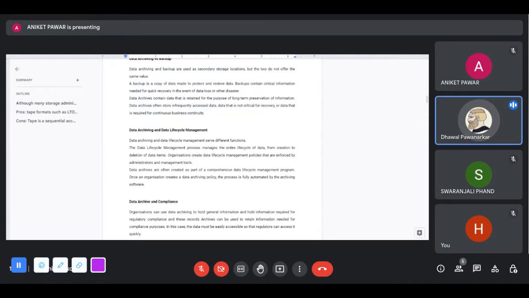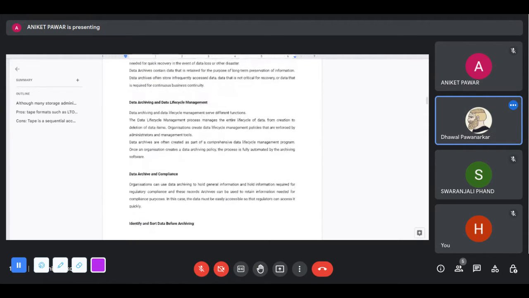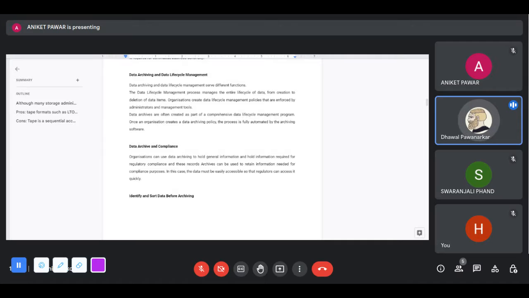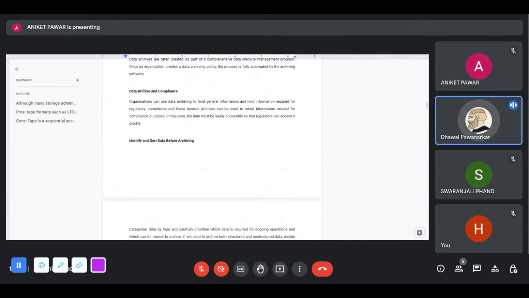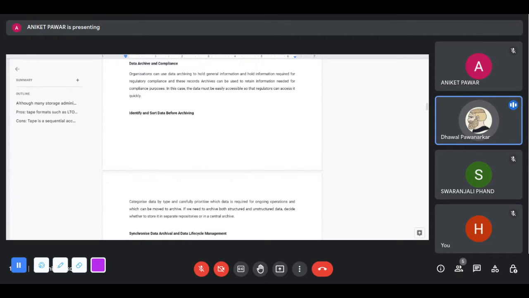Next, we have data archiving and data lifecycle management. In this, the management process manages the entire lifecycle of data, from the beginning of creation to the deletion of the data items. The organization creates data lifecycle management policies, which are enforced by administration and management tools. Second, we have data archive and compliances. Organizations can use data archiving tools to hold general information and information required for regulatory compliances for these records.